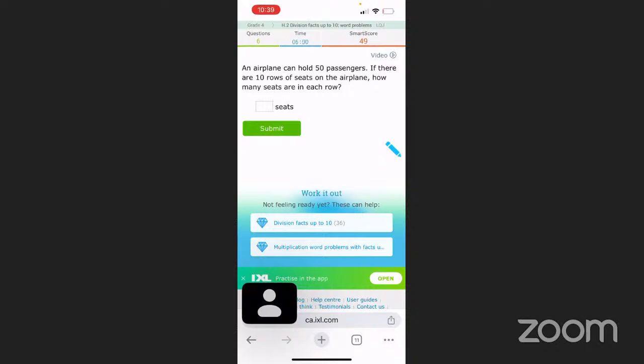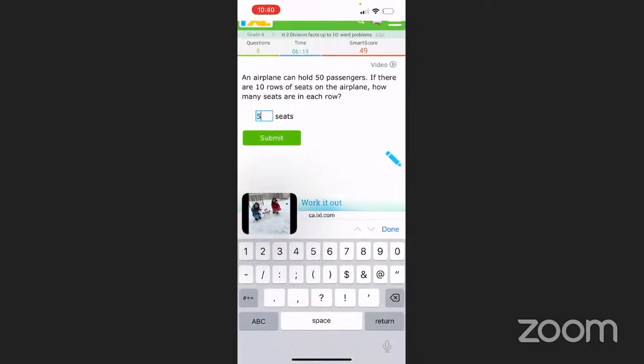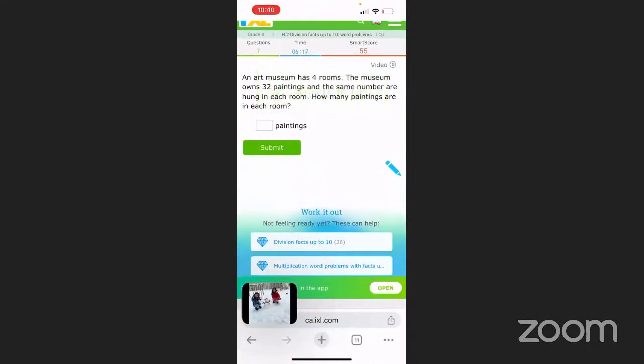An airplane can hold 50 passengers. If there are 10 rows of seats on the airplane, how many seats are in each row? 5. Okay. Okay, an art museum has 4 rooms. The museum owns 32 paintings. Abdullah, yes. And the same number are hung in each room. How many paintings are in each room?